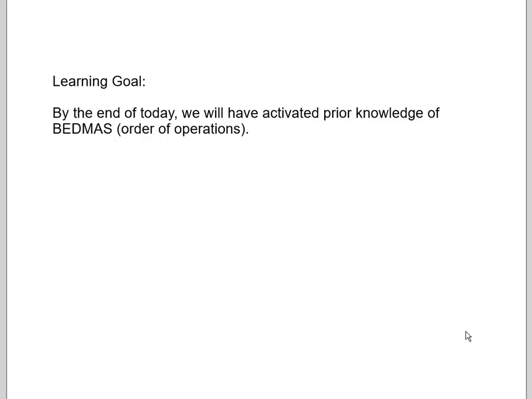Okay, today's learning goal is we will activate some prior knowledge of order of operations, sometimes called BEDMAS. Brackets, exponents, division, multiplication, addition, subtraction. We're going to try and get all that activated again.